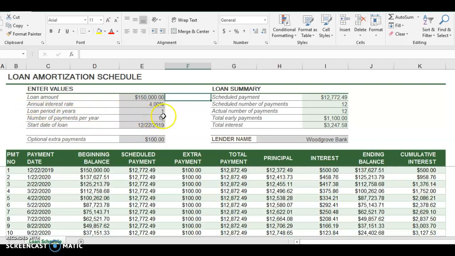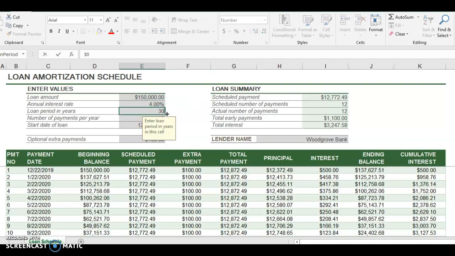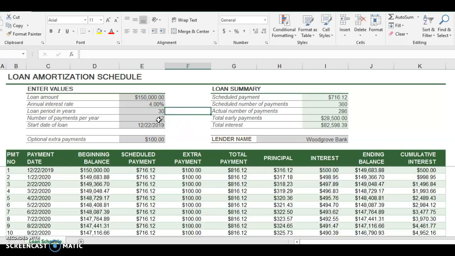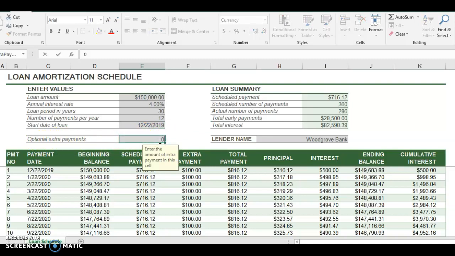But the loan period in years, obviously not 1 year, but I tell them that usually we purchase a home and we pay it off in 30 years. Number of payments per year, I let them keep that at 12 months per year. And then the start date, I just tell them to go ahead and use today's date for the start date. As far as optional extra payments, I tell them to put 0 in there.